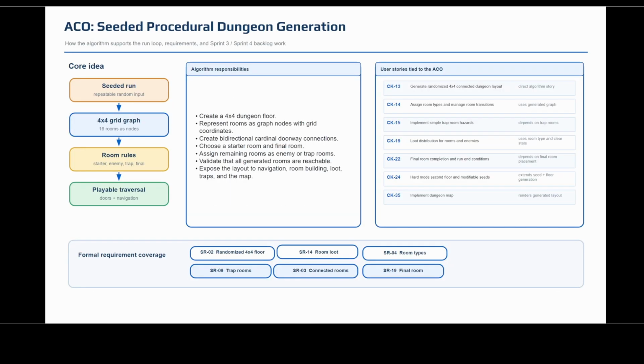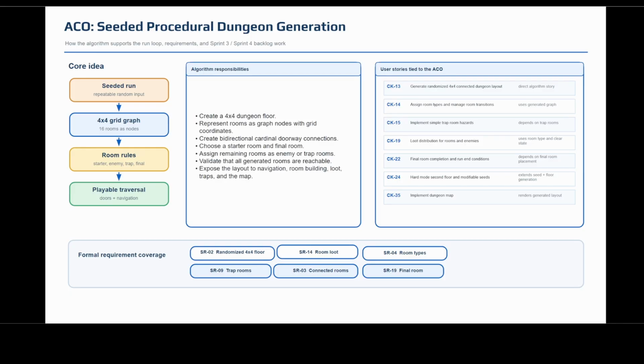The algorithmic component is the seeded procedural dungeon generation system. It is responsible for taking a seed and turning it into playable room graphs. It creates the bounded 4x4 layout, stores rooms as nodes, connects adjacent rooms through bidirectional edges, assigns rune types, and validates that the result is actually traversable. The implementation is directly tied to 7 user stories and 6 functional requirements, as it has a large impact across the whole entire system.